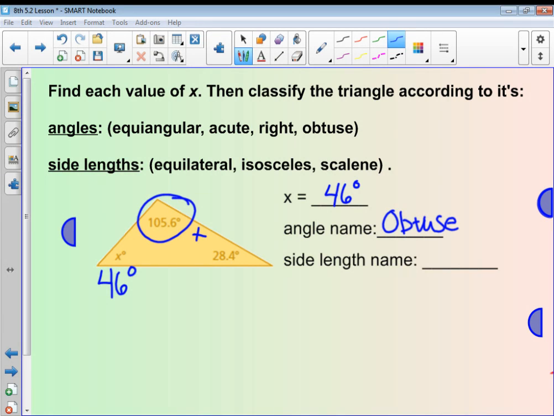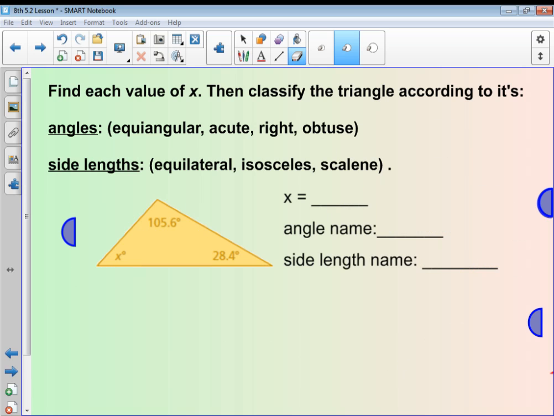And according to side lengths, well, when we look at our angle measures, none of the angles are the same. That's called a scalene triangle. So far we've worked with a lot of obtuse and scalene triangles. So this next one, I'm gonna go ahead and pull out, and I want you to try it. So you're gonna wanna pause your video, solve for x, and then identify the triangle according to its angle name and its side length.